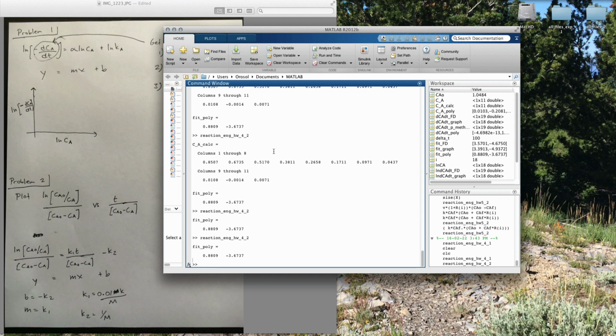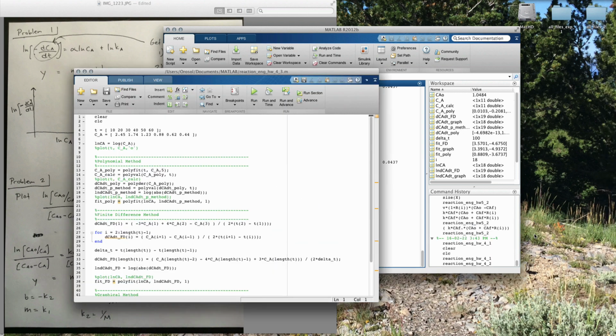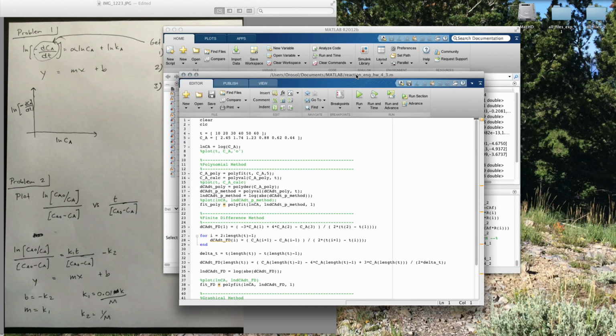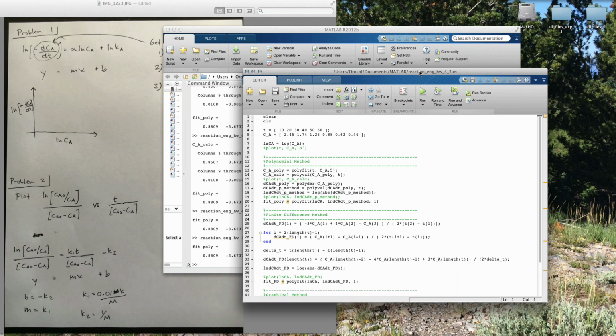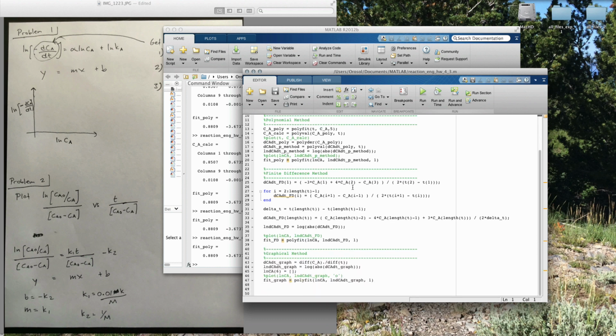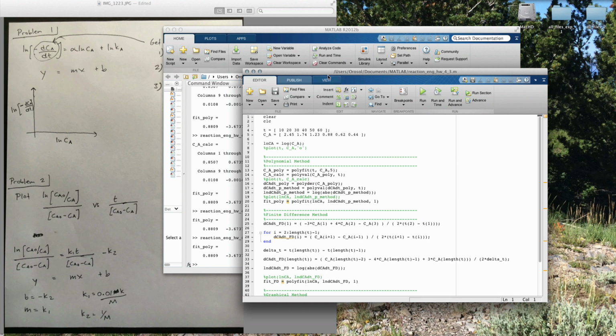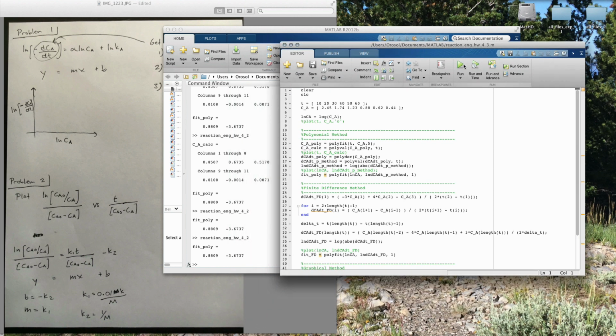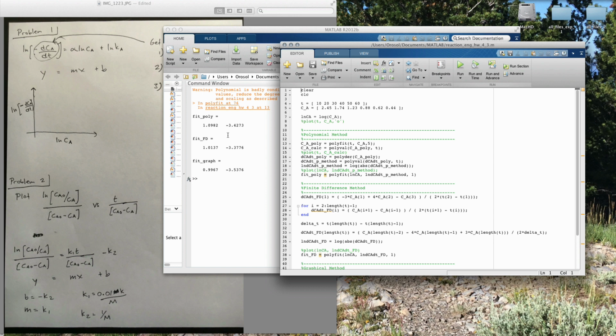All right, so for number 3, let's find that real quick. I'm not going to spend very much time talking about it because it was basically identical to number 1. I used the exact same code. The only thing I changed was the t and Ca, because obviously we had different data. So I just put different data in, and everything else is exactly the same. Then if I run this, this is what I ended up getting for the different fits.